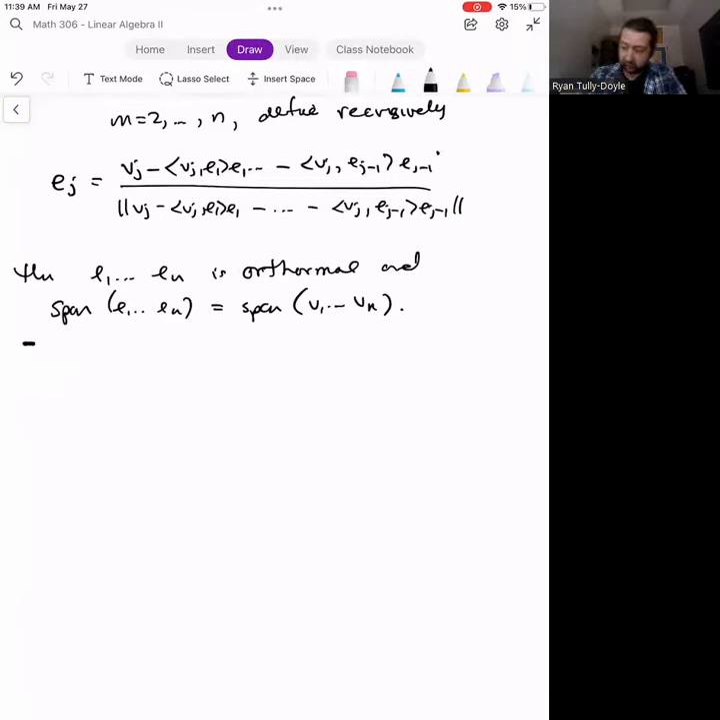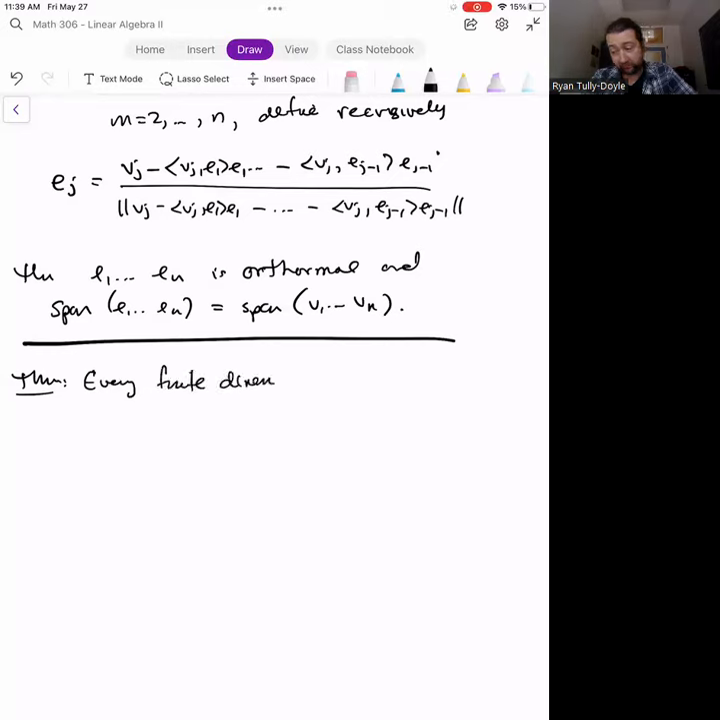Gram-Schmidt process that are highly useful from a theoretical standpoint, which is, well, since every finite dimensional vector space has a basis, and I can take any basis and orthogonalize it, then that means actually every finite dimensional inner product space has an orthonormal basis. So that's the theorem. Every finite dimensional inner product space has an orthonormal basis.